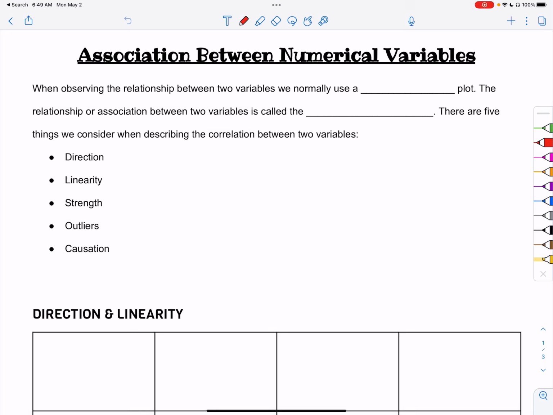Hello, today we're going to talk about the association between numerical variables. When we observe the relationship between two variables, we normally use a scatter plot to visualize the trend of the data. The relationship or the association between two variables is what we call the correlation.